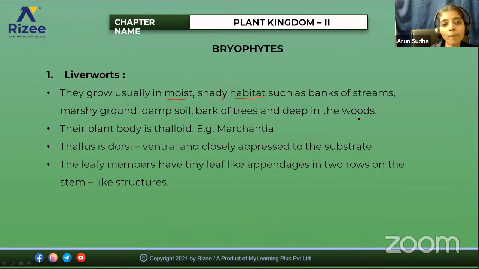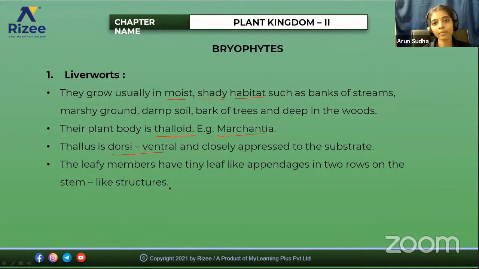So they grow only in moist habitat, and the plant body is thalloid. So there is no clear differentiation into root, stem, or leaves. And an example is Marchantia. So Marchantia is an example for a liverwort. Then thallus is dorsiventral and closely appressed, that is, it is closely attached to the substrate. The leafy members have tiny leaf-like appendages in two rows on the stem-like structures.